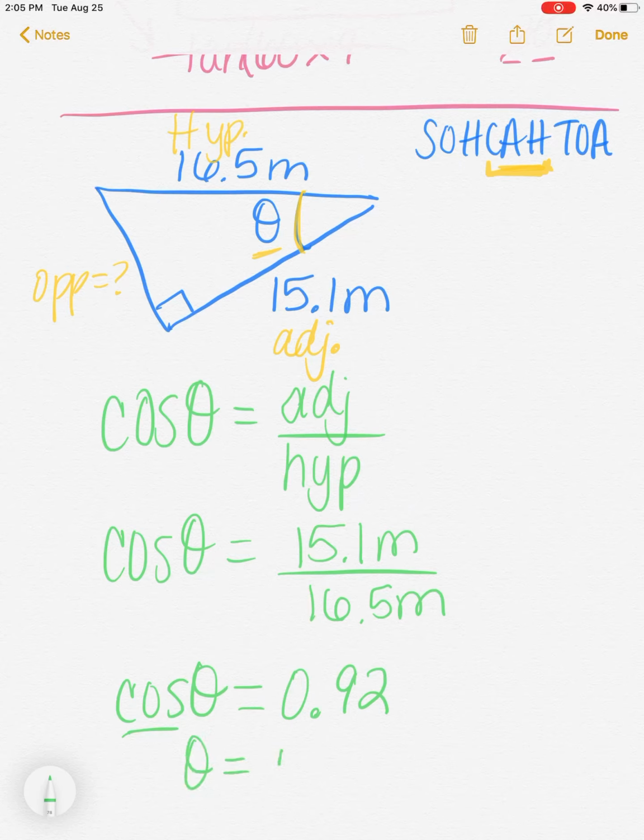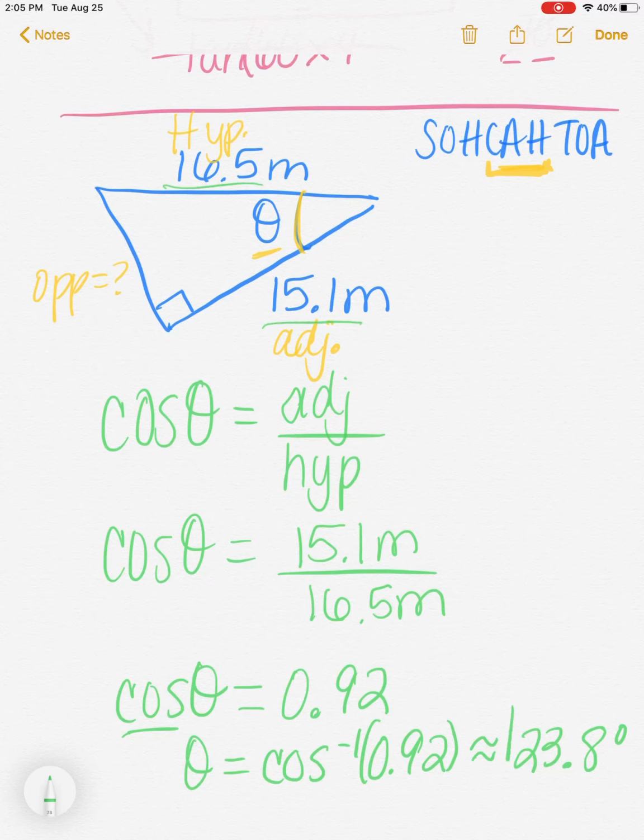So theta is going to be equal to inverse cosine of 0.92, which is going to give you an angle of approximately 23.8, and don't forget your unit label of degrees. If you rounded to sig figs, we have 3 sig figs in each of the sides, so I would keep it as exactly 23.8, and that is your answer.